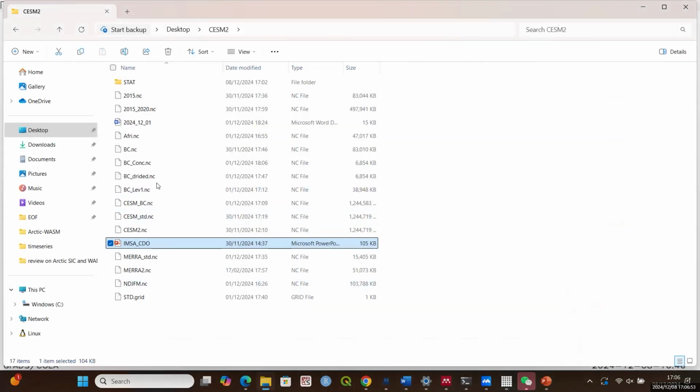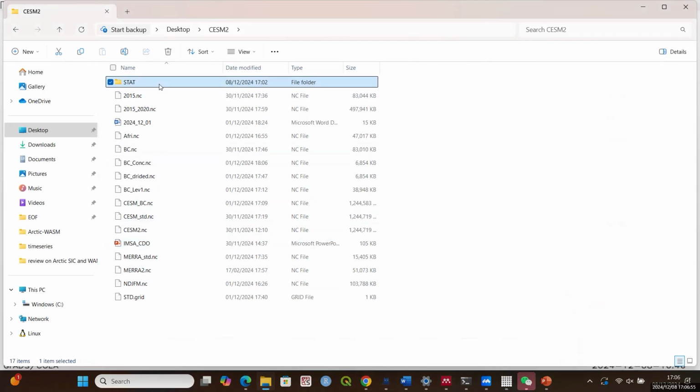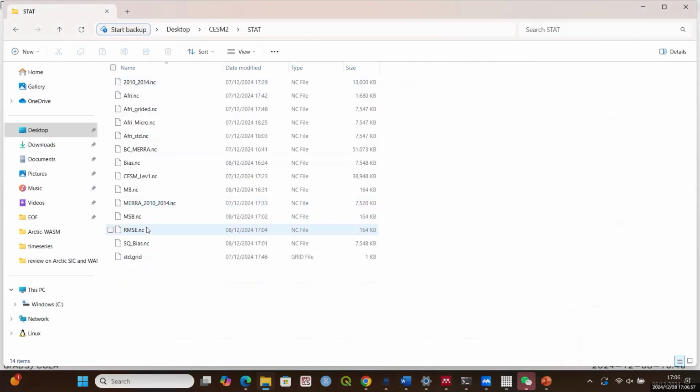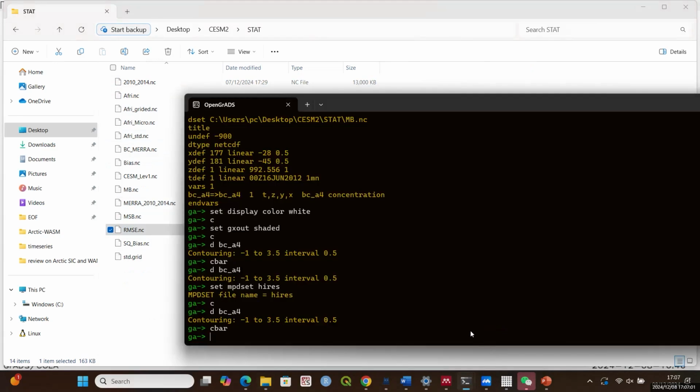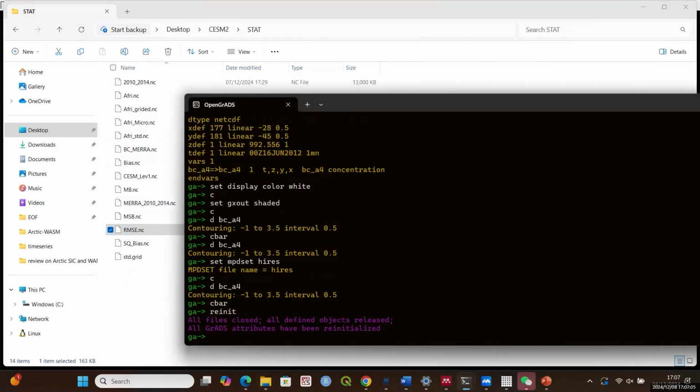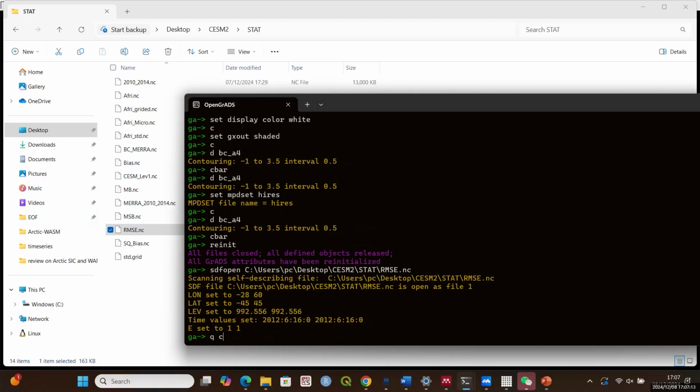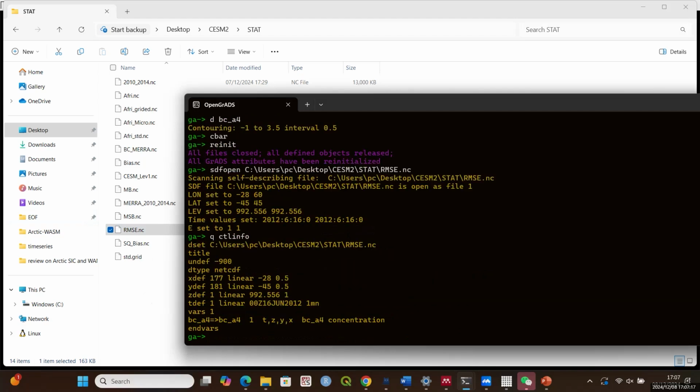Let's try to display our data, root mean square. This one. Okay, we can try to do it. First of all, reinitialize. You delete everything. Let's just open. Okay, qctl info. Oh, it's still the same variable. Okay, this one.